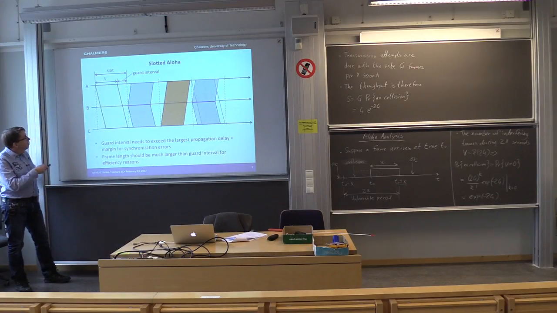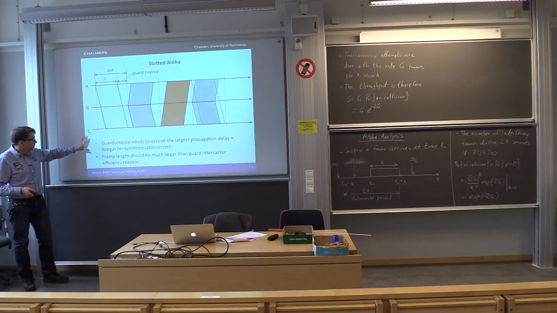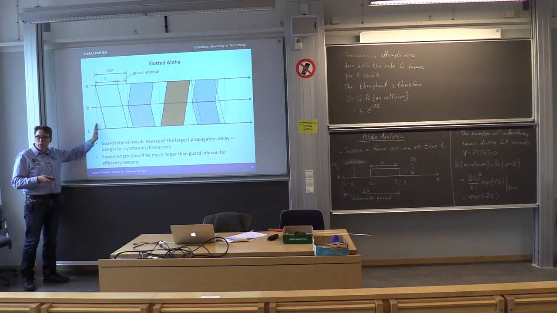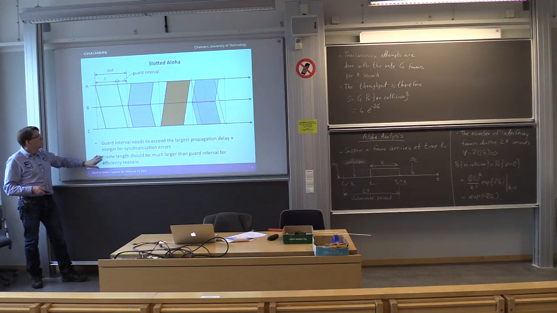Okay. So B here, for instance, when it transmits its frame, it will pass through the medium like this, and here for C and so forth, and we can keep on going like this. Okay, there are no collisions here. Okay, so the guard interval here needs to exceed the largest propagation delay plus some margin for synchronization errors where we don't know exactly where the boundary of the slotting is. But suppose we can now enforce this slotting here. Okay, for efficiency reasons, of course, X here needs to be much larger than the guard interval. Okay. I hope that's pretty clear.